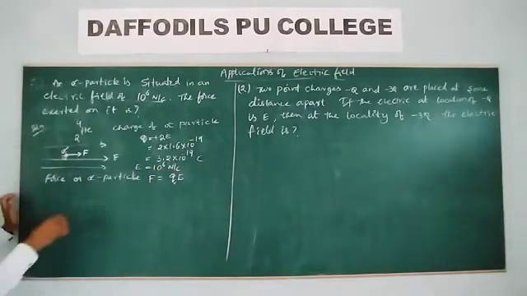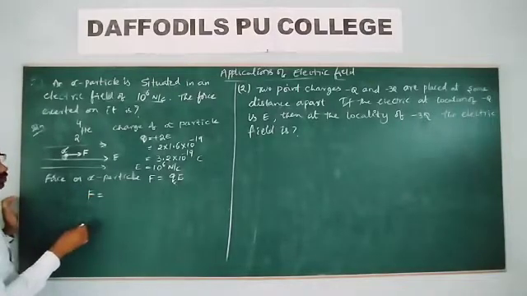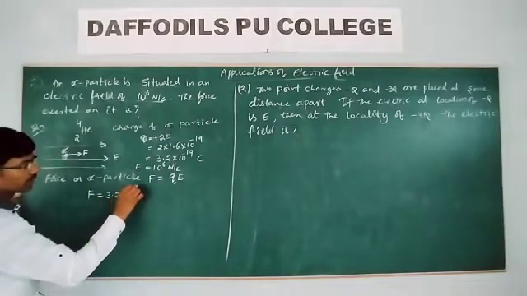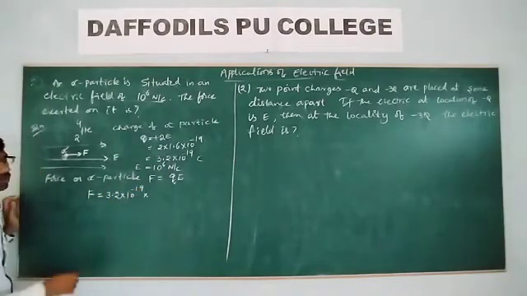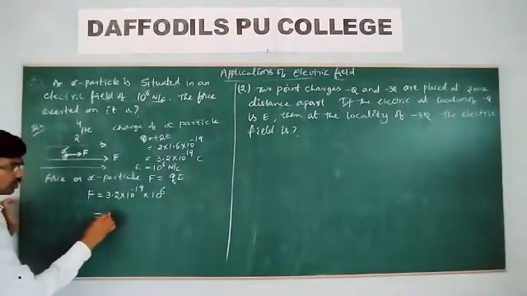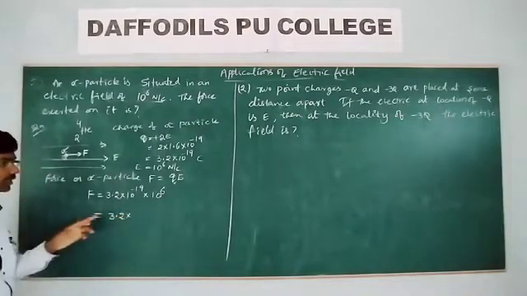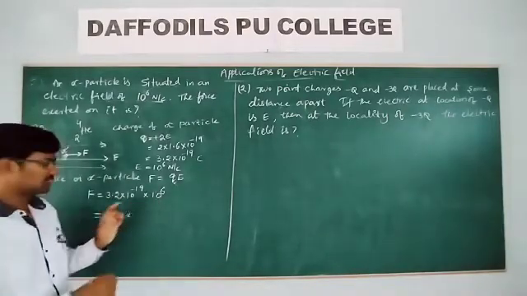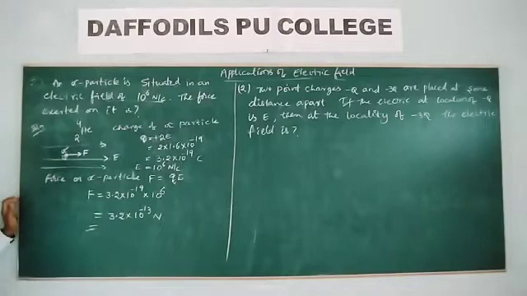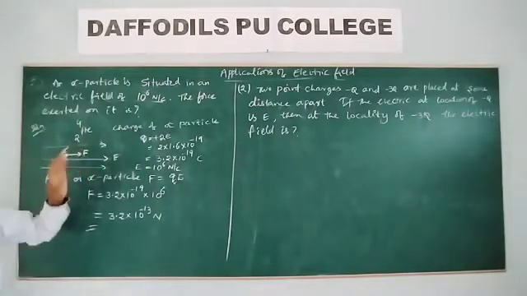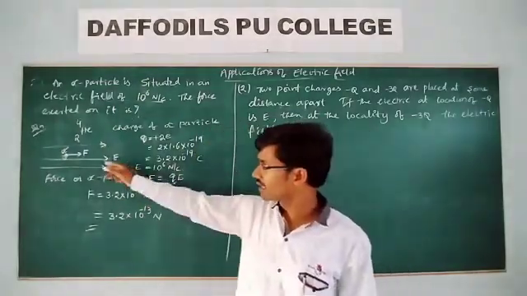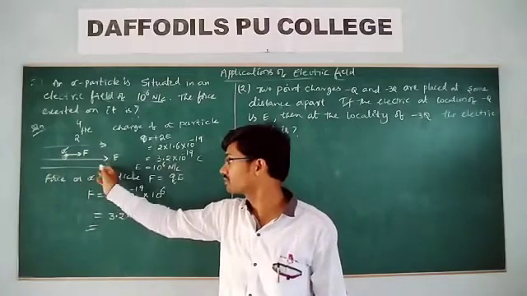Now let us substitute those values. F is equal to Q, and Q is nothing but 3.2 into 10 power minus 19, into E. E is the electric field, 10 power 6. So F is equal to 3.2 into 10 power minus 19 into 10 power 6, which is 3.2 into 10 power minus 13 Newton. So this is the force acting on the alpha particle when it is placed in the electric field. If it is a negatively charged particle, the direction of the force is opposite to the direction of the electric field.